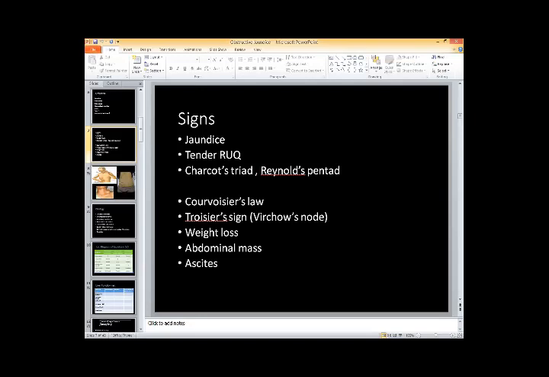One is called Charcot triad. Charcot triad consists of pain, fever, and jaundice in a patient, and this signifies there is ascending cholangitis. So Charcot triad is the classical sign of ascending cholangitis.